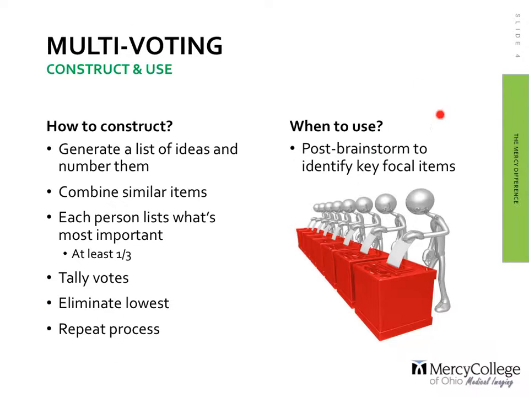Multivoting is a great process to pare down all of those brainstormed ideas and to start to identify the key focal areas that you need to pursue. So how it works, you can see you're going to generate a list of ideas, and you're going to number them. Of course, you want to combine similar elements, so one person isn't voting for one thing that's very close to another thing, and then in the end they both get washed out. So make sure that you do combine all of the very closely related ideas. That way they're not phased out because one person thought it was this and the other person thought it was that, and they weren't totaled together. So that's an important consideration.